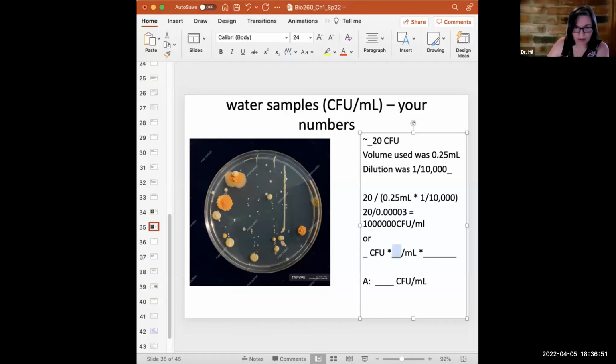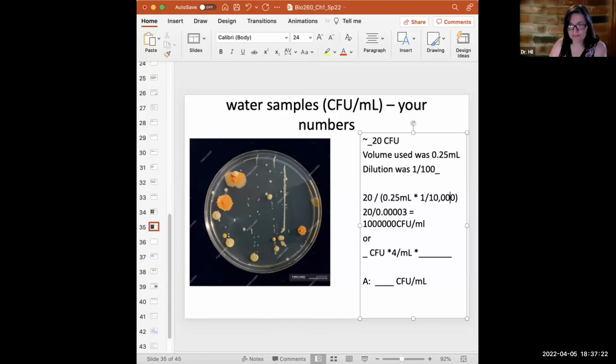The other way you can do it, if that's confusing, is you can just straight up divide by the volume. You can put it in the denominator of your fraction: 20 CFUs divided by 0.25 mils. We have to account for our dilution factor. What do you want me to do? 10,000 would be fine, but that's a lot. Give me a smaller number than 10,000 that's still a multiple of 10. 100. Okay, let's do 100.